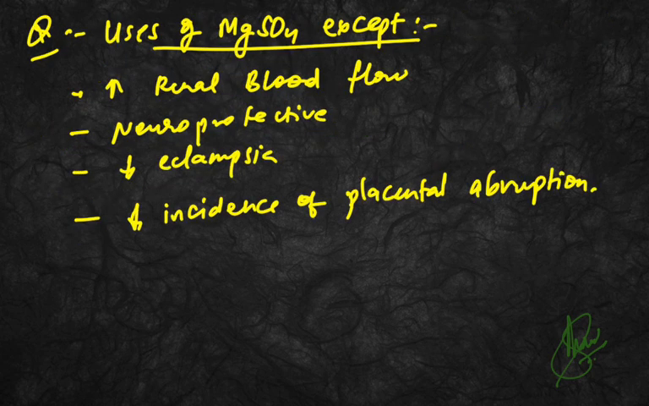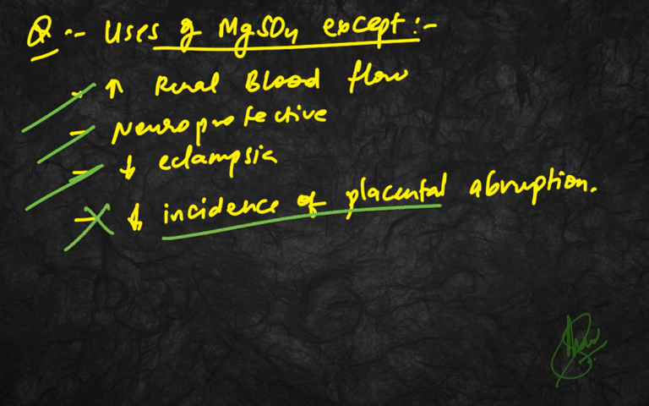Uses of MgSO4 except, this is very easy. So it is neuroprotective, yes. It decreases eclampsia and preeclampsia, increases the renal blood flow, yes. It is correct. Incorrect except uses, this is not the use. This is not decreasing, this is increasing the incidence of abruption.